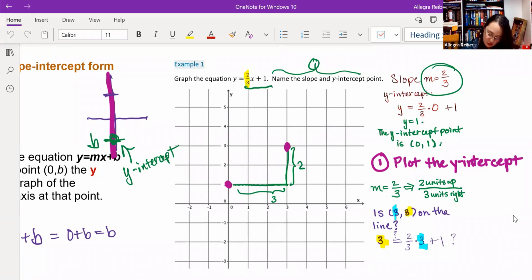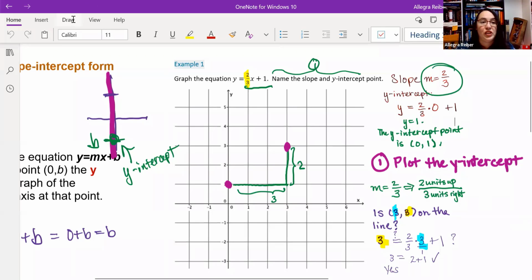Well, 2/3 times 3, that's 2/3 times 3 over 1. So that's 6/3, or the number 2. And so I get that this is 2 plus 1, which is in fact 3. Yes. Therefore, I have found a second point on my line. Because I have 2 points that are both solutions to the equation, and we know slope should stay consistent, once I have 2 points, I can draw the line through that, and I found my line.